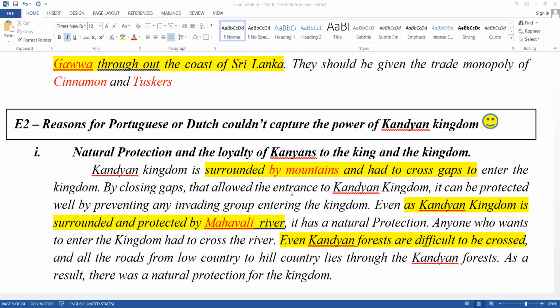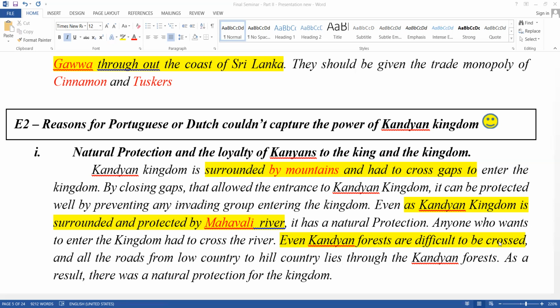Our strategy we will discuss in the next one. The kingdom can be protected well by preventing any invading group from entering, even as the Kandyan kingdom is surrounded and protected by the Mahaweli River. It has natural protection. Now see, surrounded by mountains is one point. Here, surrounded by the Mahaweli River is the second point. Even the Kandyan forests are very difficult to cross, very difficult to find a road. That is the third point. So three points must be in your answer, otherwise fewer marks are given. Three points must be explained.